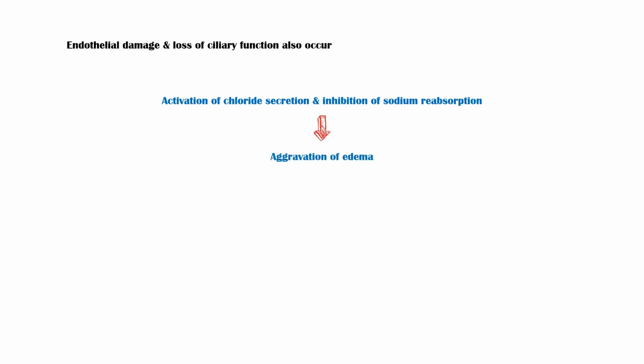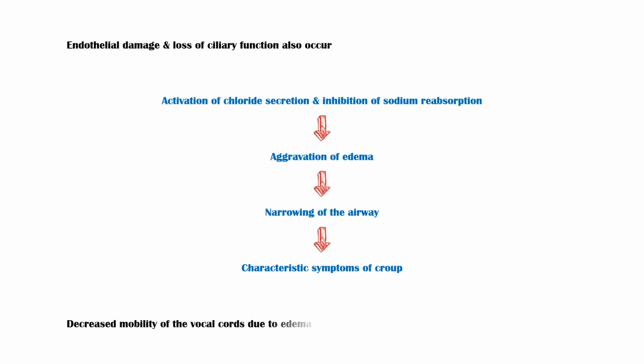Parainfluenza virus also activates chloride ion secretion and inhibits sodium reabsorption through the epithelium, which aggravates the edema. Edema causes narrowing of the airway, giving rise to characteristic symptoms of croup. Decreased mobility of the vocal cords due to edema causes hoarseness.